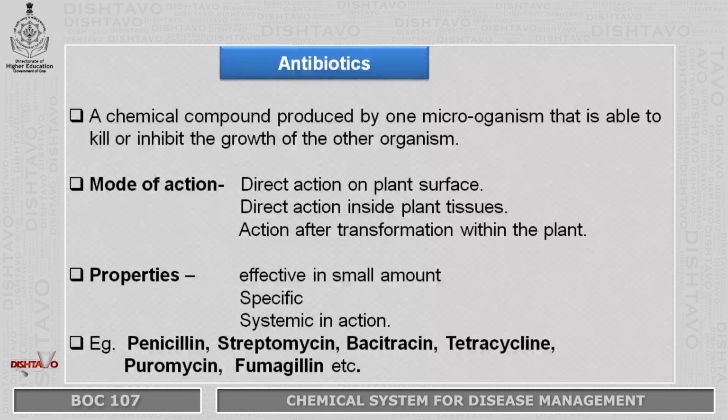Coming to antibiotics, this is another chemical method which is used to control the pathogen. Here, a chemical compound produced by one microorganism is able to kill or inhibit the growth of another microorganism. The mode of action here: direct action on the plant surface, direct action inside the plant tissue, and action after transformation within the plant. Now, what are the properties? They are effective in small amounts, they are specific, and they are systemic in action. Some of the common examples of antibiotics are penicillin, streptomycin, bacitracin, tetracycline, fumigatin.